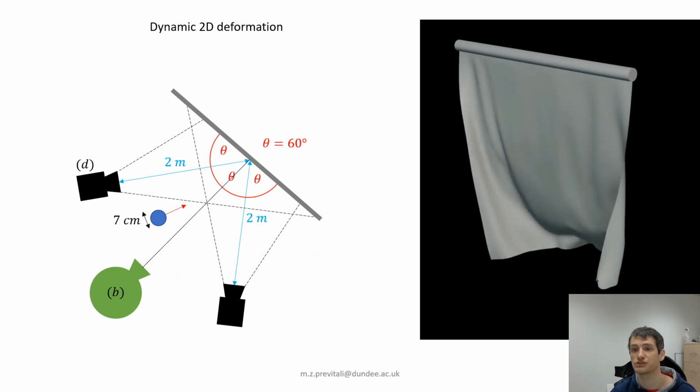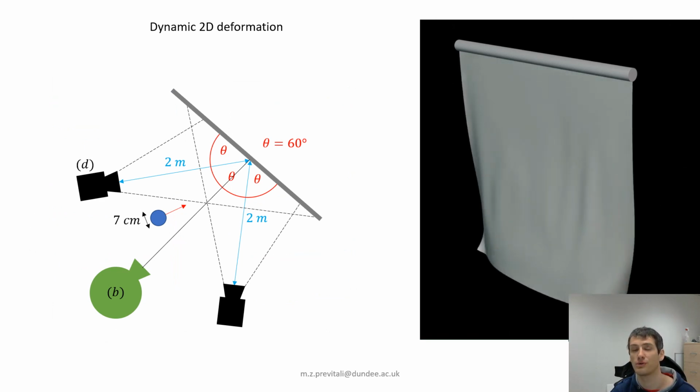The dynamic test was carried out by impacting the cloth with a tennis ball, and instead of recording the displacement for the entire surface, all we did was record the displacement in the center using a continuous LiDAR scan. So this is the setup. The rest of the setup was the same as for the quasi-static test.